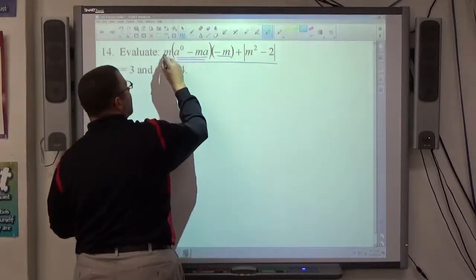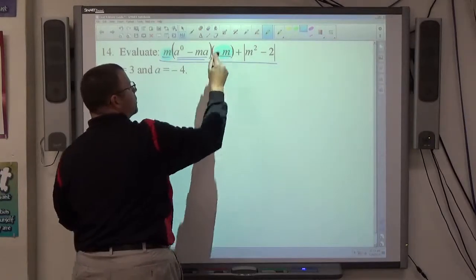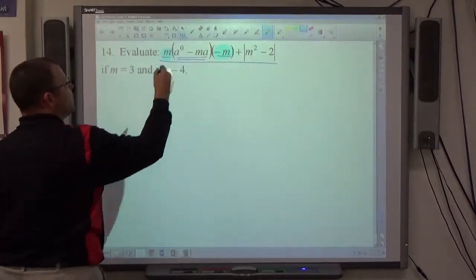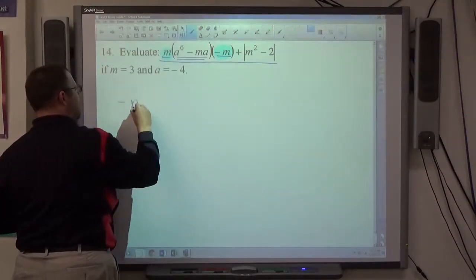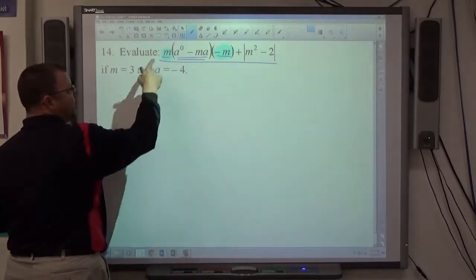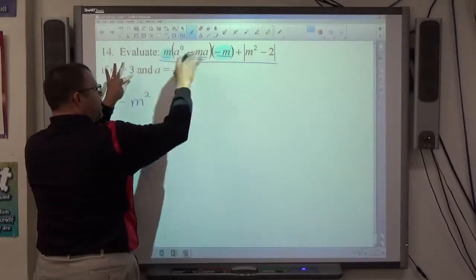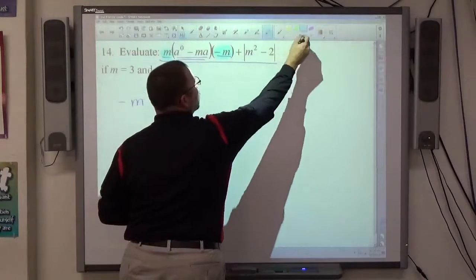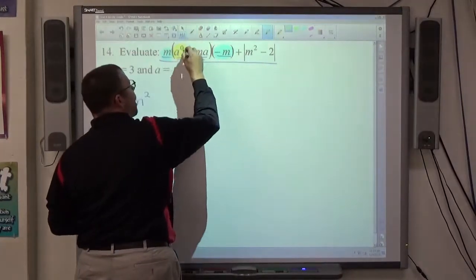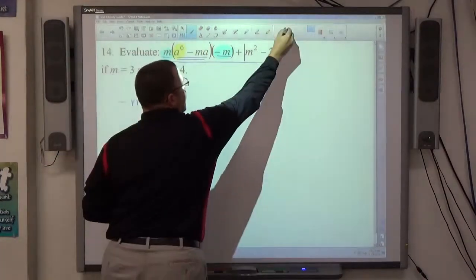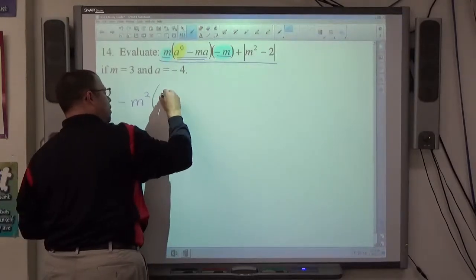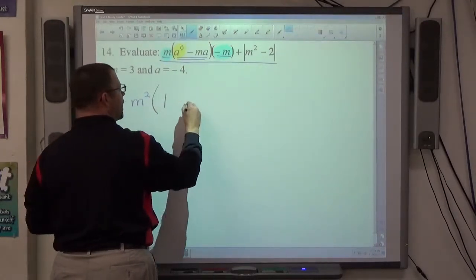Let me just highlight that. This m and that m are all being multiplied through that parentheses. I'd make it negative m squared instead of m times negative m separately like that. Also, a to the 0 power equals 1, no matter what a equals. So I would probably just call that a 1 minus ma.